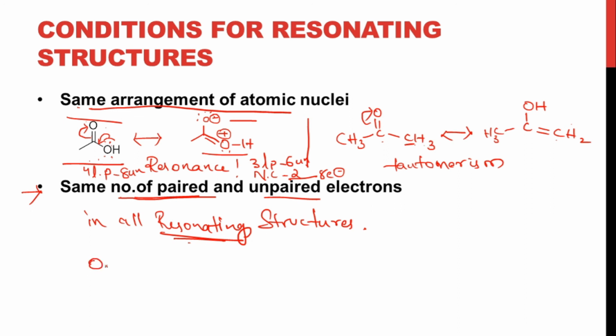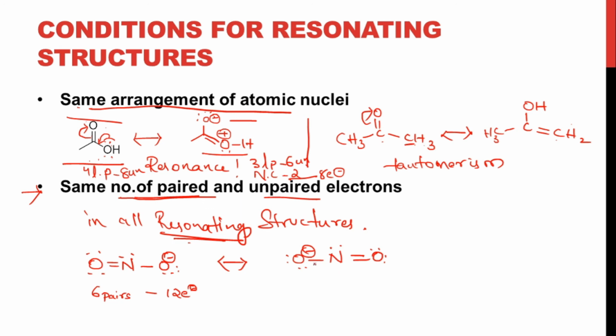We'll also see one more example here. Nitro. This is one resonating structure and this is the other resonating structure. You can see oxygen has 2 lone pairs. Here also oxygen has 2 lone pairs. Nitrogen has 1 lone pair. Here also, 2 pairs on oxygen and 1 pair on nitrogen. So the unpaired electrons are 1, 2, 3, 4, 5, 6. 6 pairs, 12 electrons which are not paired, which have not formed bonds.